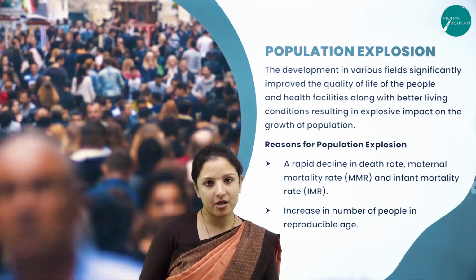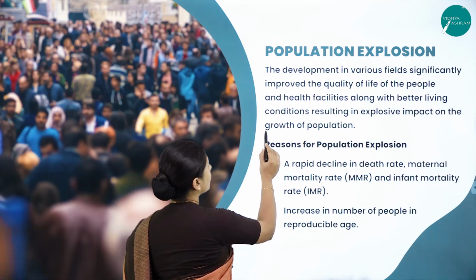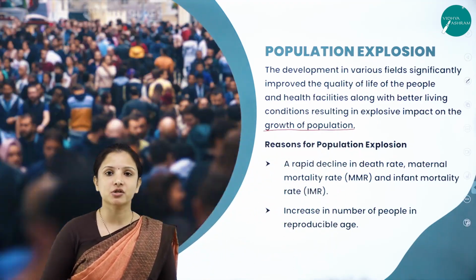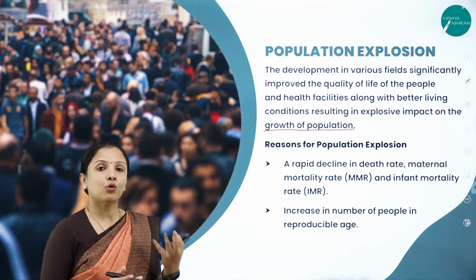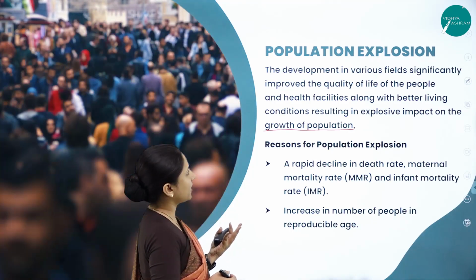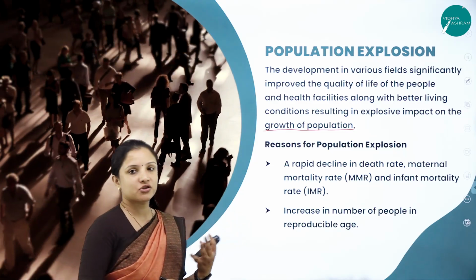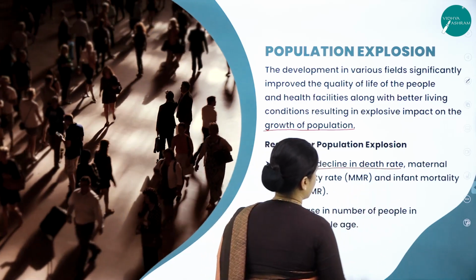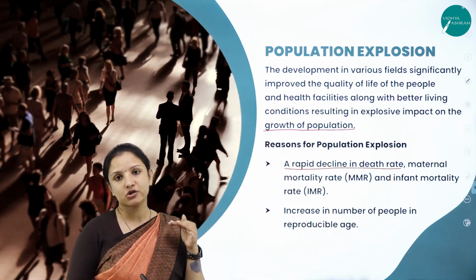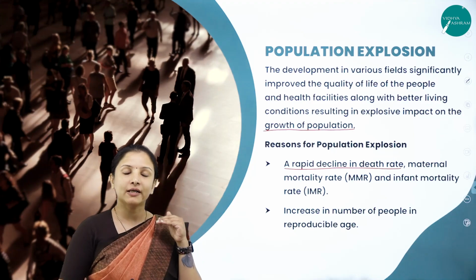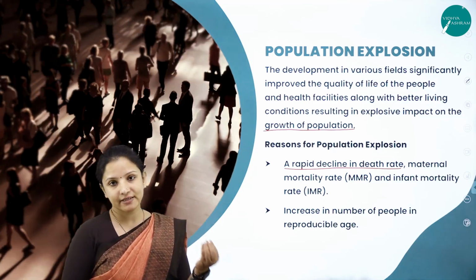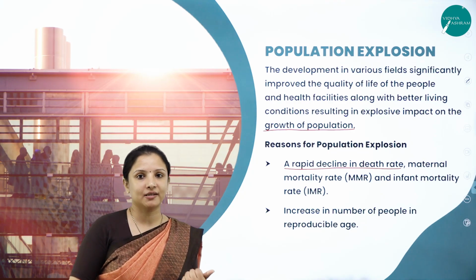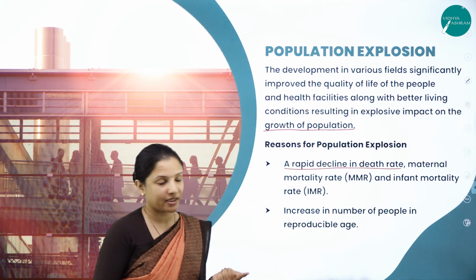So talking about population explosion, it is nothing but the growth of the population or the increase in the population in a particular region or a state or a country. Now, what were the reasons for this population explosion? Population explosion happened because there was a rapid decline in death rate. That is, the death rate of the individual became slow or gradually declined. And the main reason for that is advanced development in science, technology and in the medical field.